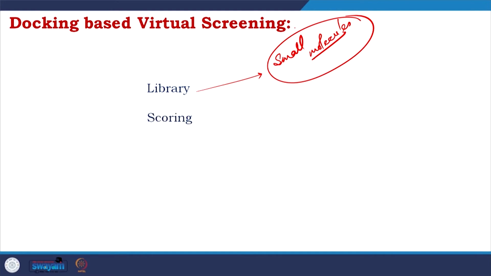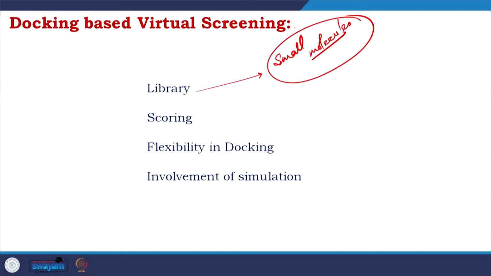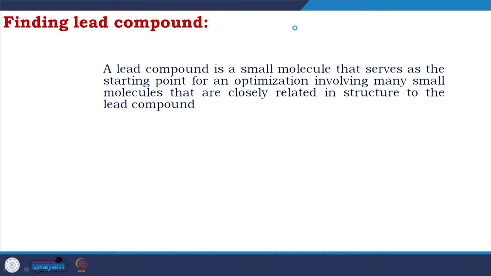As I told, posing and scoring is very important, but most of our consideration of docking, again if you remember the key and lock matching, is based on rigid docking. With advancement in science and computation, we want to explore the flexible area. So, flexibility in docking is a very interesting area, and when we talk about flexibility, we cannot talk without involving molecular dynamics simulation.